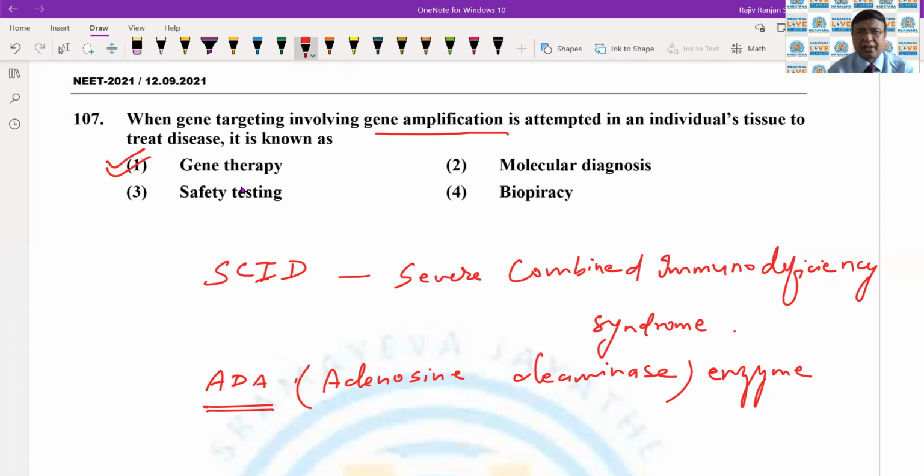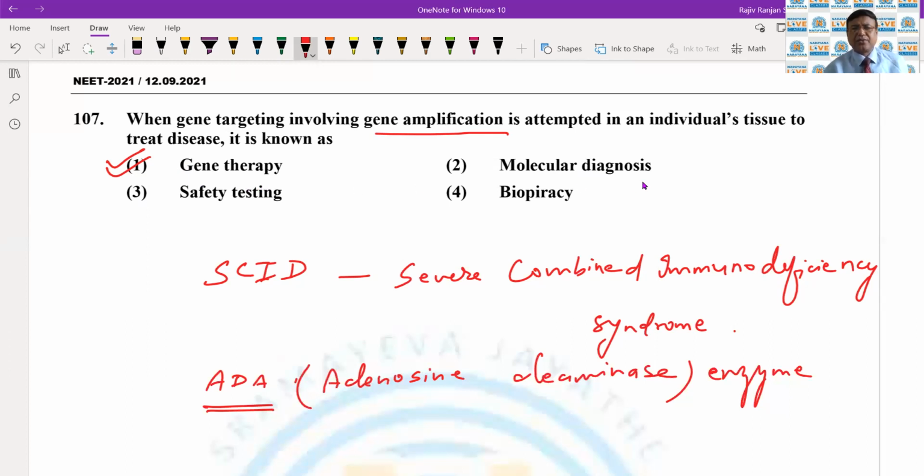However, she had to take this gene introduced into her bone marrow almost every 4 years. So this was an attempt, a successful attempt of gene therapy in a human being. So here the correct option is gene therapy.